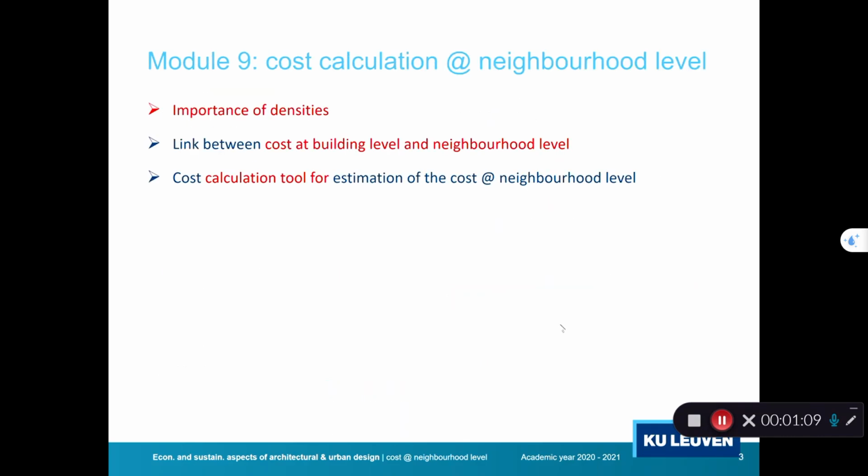The module on cost calculation at neighborhood level aims at stressing the importance of densities when calculating the cost of a building. Hence, we make a link between the cost at building level and the neighborhood level, and we will introduce a cost calculation tool for the estimation of the cost at neighborhood level.